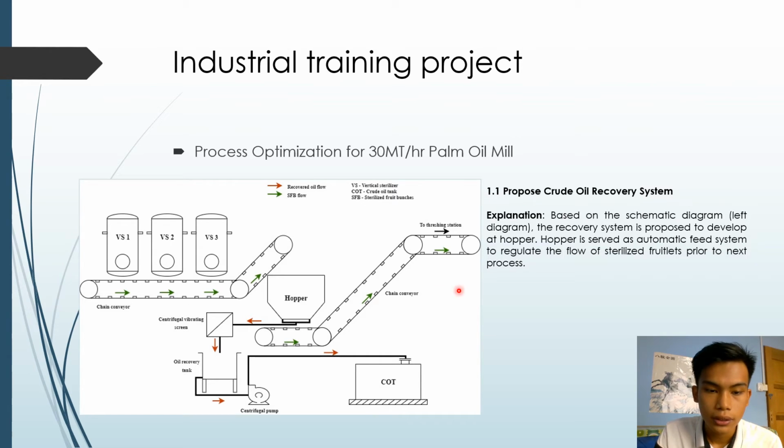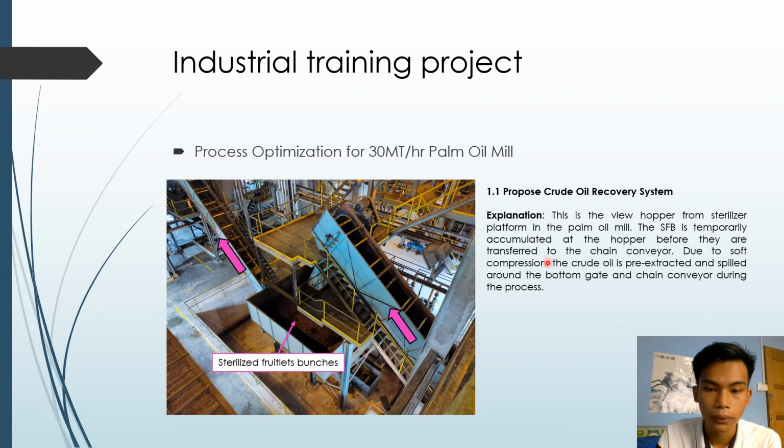at hopper. Hopper serves as an automatic feed system to regulate the flow of sterilized fruitlets prior to the next process. Based on this figure, this is the view of hopper from the sterilizer platform in the palm oil mill. The sterilized fruit bunches are temporarily accumulated at the hopper before they are transferred to the chain conveyor.